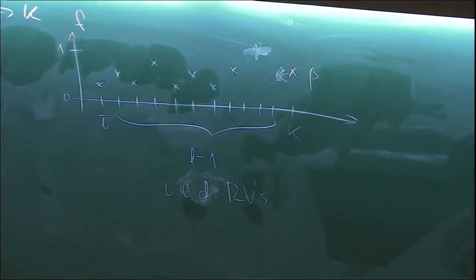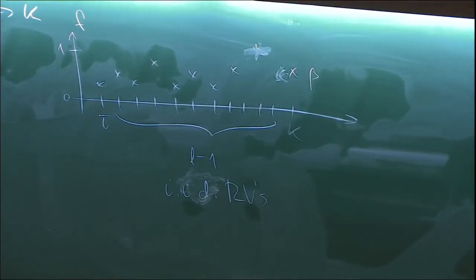Now, what is the probability that they are monotonically increasing? I give you L minus one IID random variables. What is the probability that they are monotonically increasing? It's one over L minus one factorial, because, as in the usual argument for IID random variables, all possible orderings are equally likely and I want one particular one. So this is the probability that they are increasing.